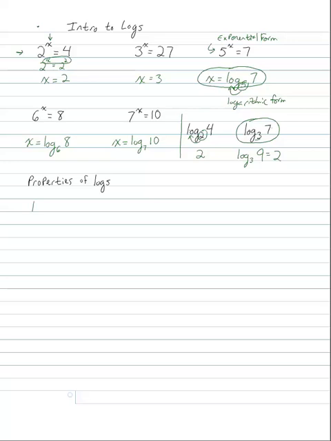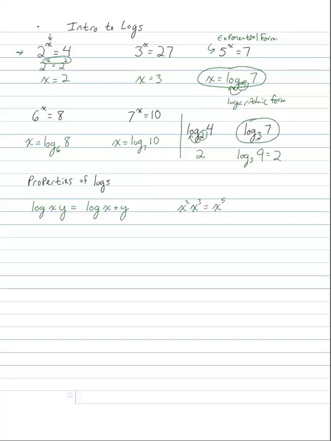So if I'm multiplying things inside logs, so if I have log of x times y, when I multiply common bases, what do I do to the exponents? I add them. So this would be the same thing as log of x plus log of y. It follows exponents again. If I have x squared times x to the 3, that would be x to the 5.